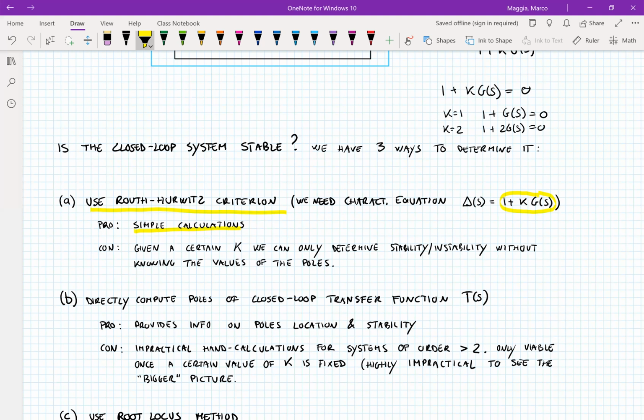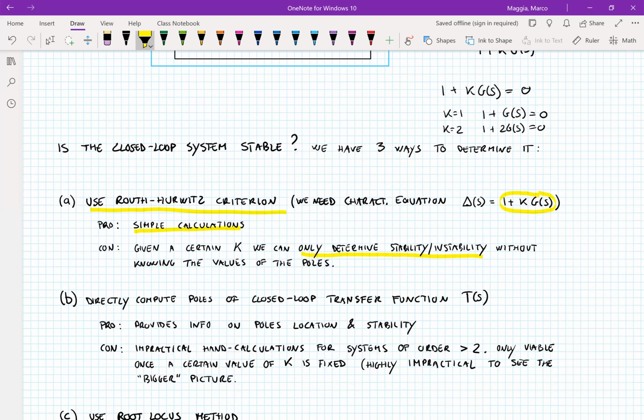What are the cons of using the Routh-Hurwitz criterion? Well, the problem with just using it is that we can only determine stability versus instability, and we don't really know the values of the poles. So we just know the ranges of K for which the closed loop system is either stable or unstable. But we have no idea, if K is equal to 100, what the actual poles are. If we knew the actual values of the poles, by taking the dominant ones, we could estimate all the performance indices, and so we could have an idea of what the output would be.